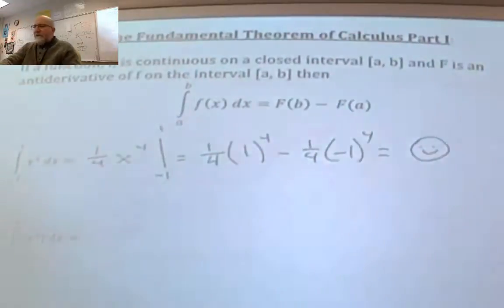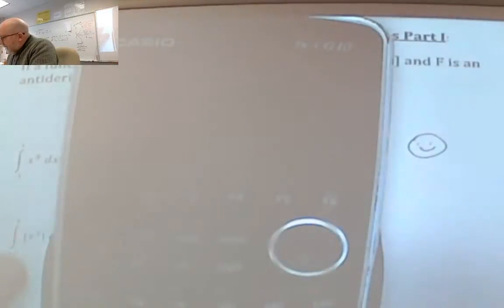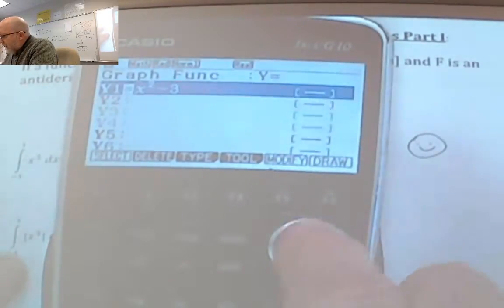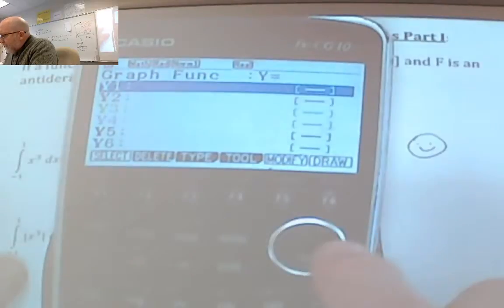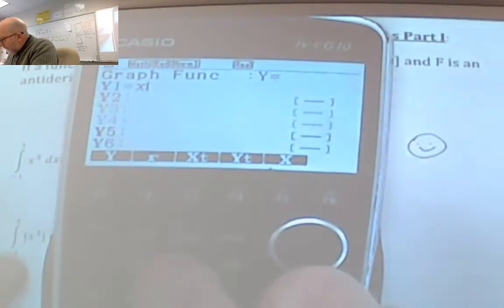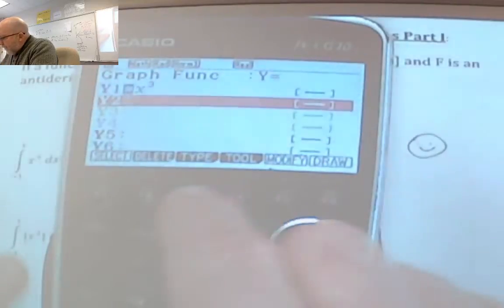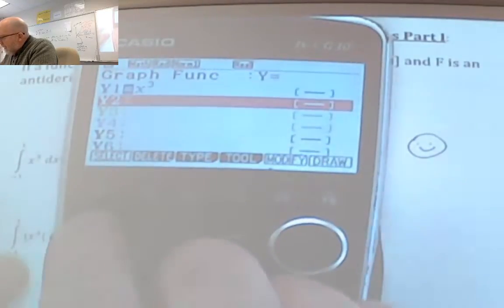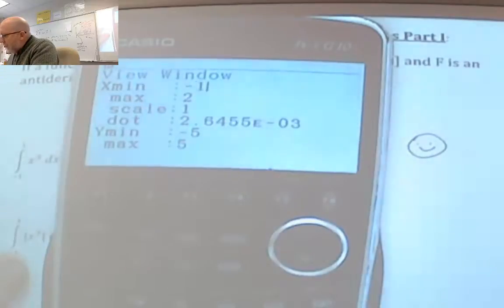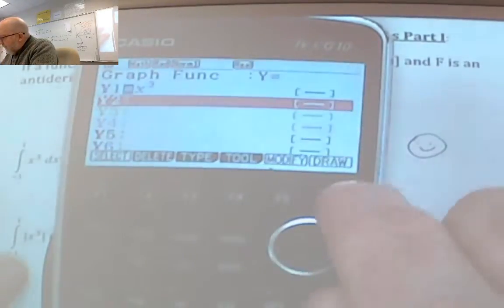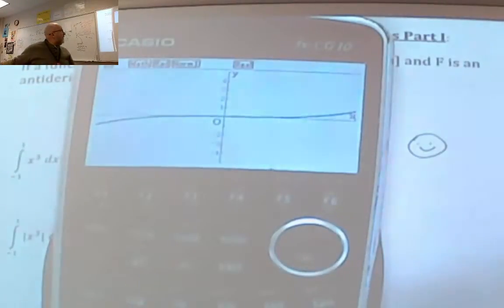Now, how is that possible? Well, I go to the machine. I turn it on. I hit exit. I go up here. I delete. I'm going to come up here and write x to the 3rd power. And I'm going to go to my window. I'm going to go from negative 1 to 1. And I'm going to exit. I'm going to draw. And there's my graph.